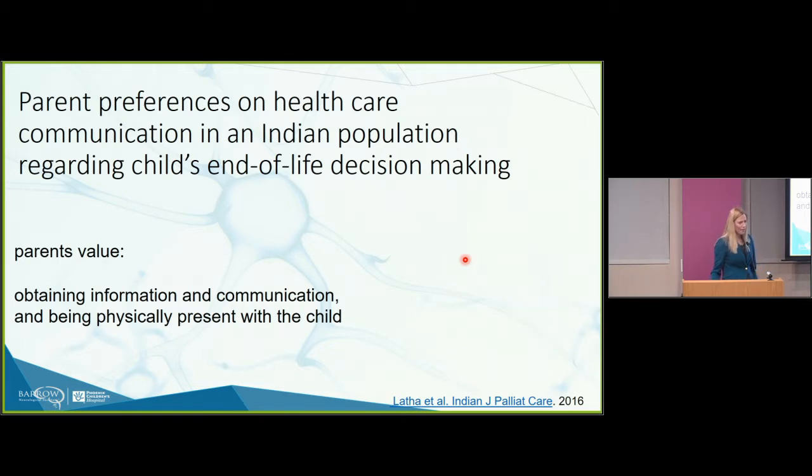So what about parents? What do parents want? This is actually a study from out of the country of India, and primarily the parents who were polled for this study had very low education and low socioeconomic levels, and they were asked what they wanted for their child who had a cancer diagnosis that could be terminal. What parents said they wanted in this situation was to be able to obtain the information and to have clear communication with their care providers and to be physically present with their child. And that was their priority.